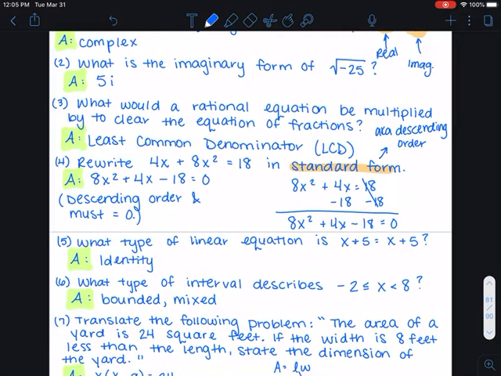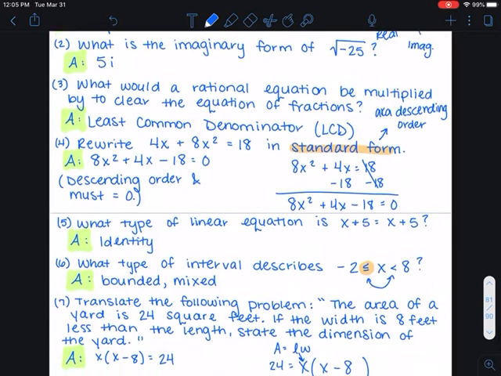Number 6, what type of interval describes x is between, or negative 2 is less than or equal to x, which is less than 8. So it is bounded because it does have an or equals to, but it's mixed because they're both not the same. They're both different. Okay, one is or equal to, one is just with less than.